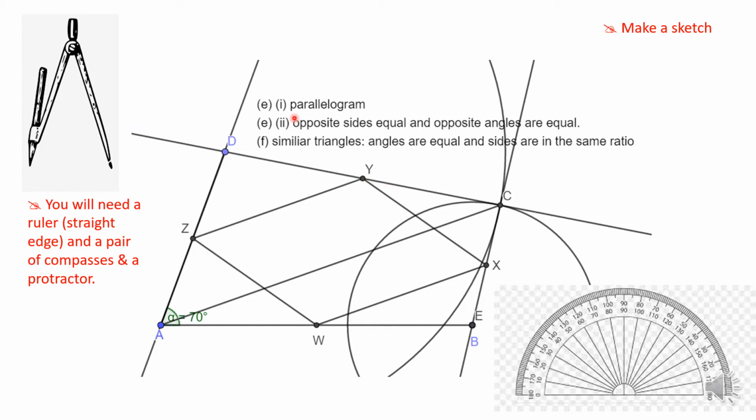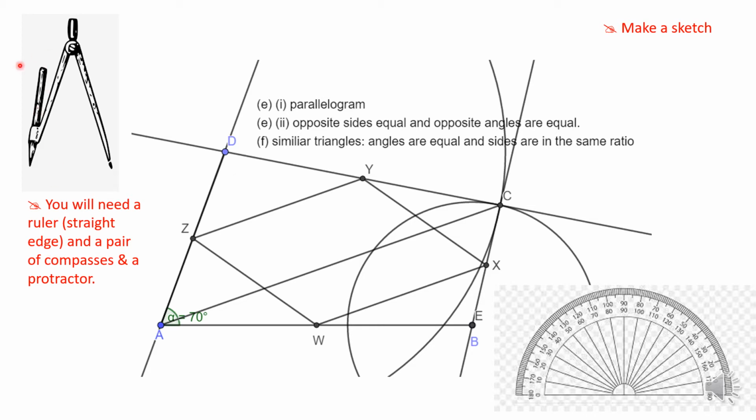So Roman 1, the question is asking you what type of quadrilateral it is. It's a parallelogram. And how do you know that? Because the opposite angles are equal as well as the opposite sides are equal. That is, sides ZW and XY are equal, and ZY and WX are equal. And then angle ZYX, for example, is equal to angle XWZ.